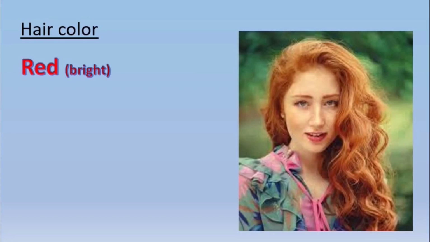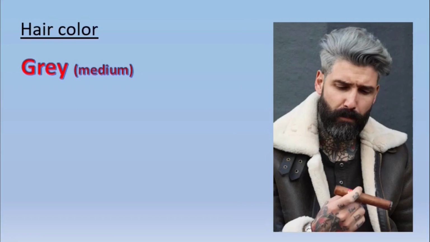Let's put it together. Hair length, hair quality, and hair color. She has long, wavy, bright red hair. Her hair is long, wavy, and bright red. Gray. He has gray hair. His hair is gray. Gray is medium in tone, so we could say he has medium gray hair, or his hair is medium gray.